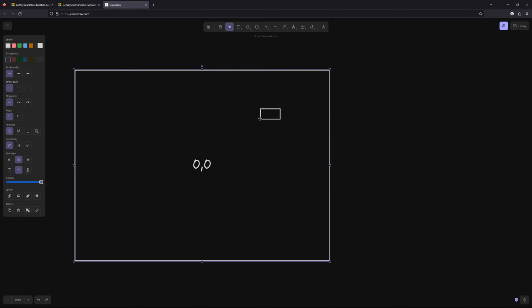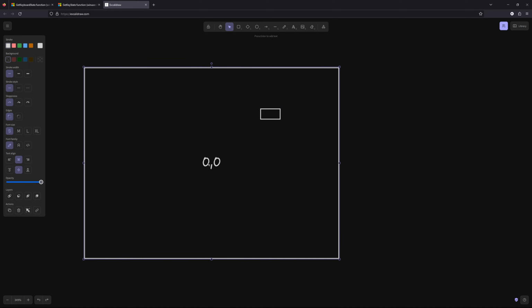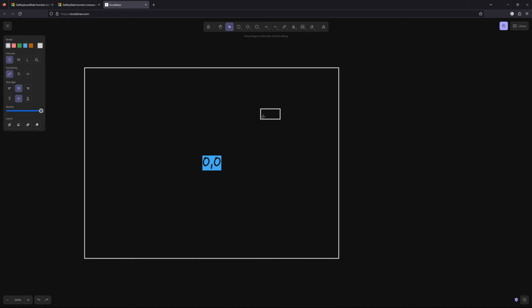Okay, so that's 0, 0. Okay, what is this? Let's say this is 5. What's text?